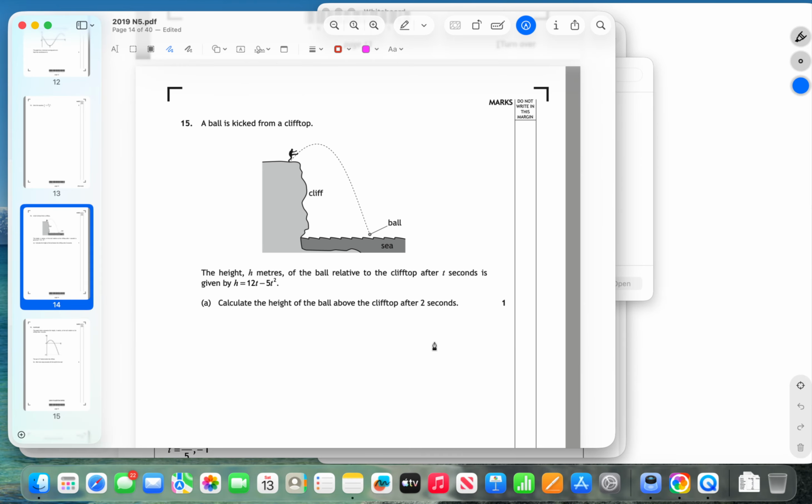This is possibly one of the hardest questions to ever have been asked in an exam, for Nat 5 at least. So what happens in this question is the height of the ball relative to the cliff top after t seconds is given by this equation. Now t is the number of seconds after it was kicked, and the height is relative to the cliff top.